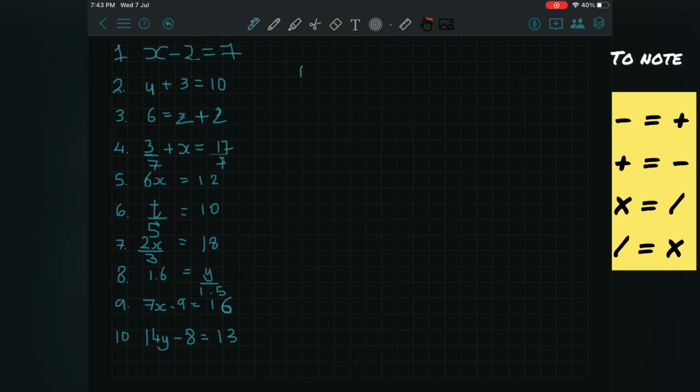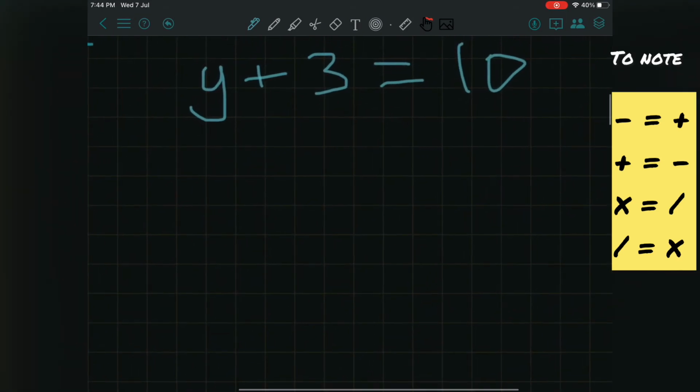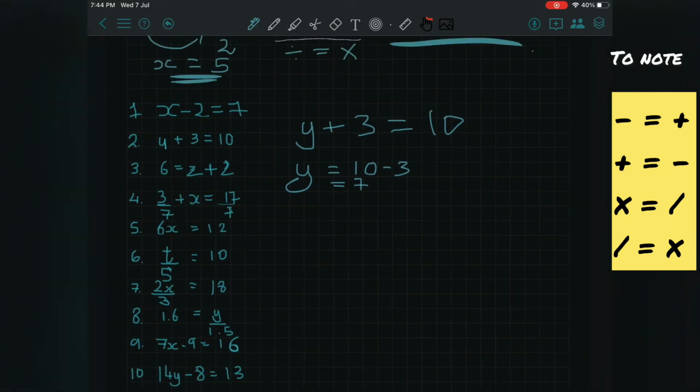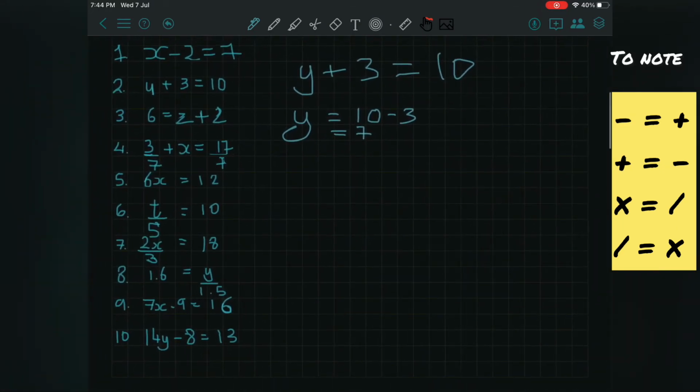The second question is y plus 3 equals 7. The variable is y, 3 is the constant on his side, and now not x but y is having an existential crisis. So let's help him out. Y is equal to 7 minus 3. Remember the change sign rule? That's put into action. So 7 minus 3 is 4, and that's your answer.